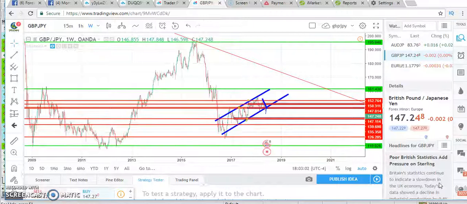We're looking at a weekly chart, but I'm going to go over some basics. That way we can get a better understanding of the direction of GBPJPY and where it's at in the market.